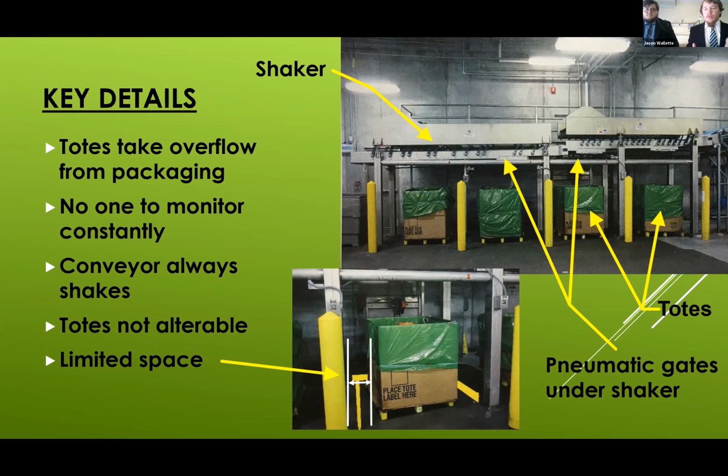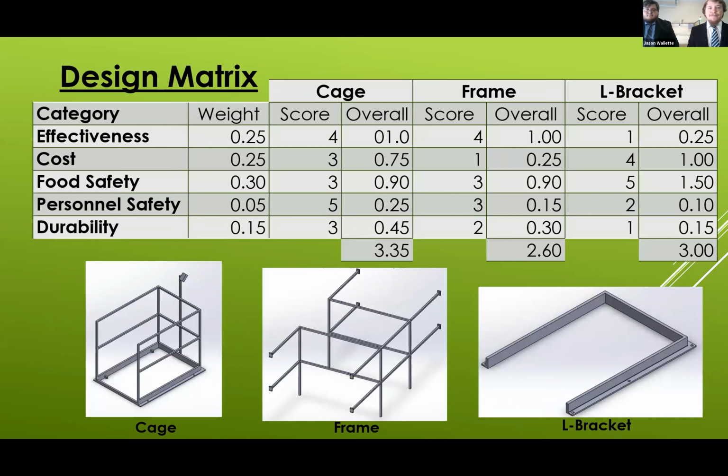Now, I'm going to let my teammate Ryan move on to the next slide for you. This is our design matrix. One of the things that we highlighted as something important that we needed to tackle was the totes not being in the exact same spot every time. So the 3 ideas that we came up with were a full cage, a frame that attached to the legs of the shaker unit, and just an L bracket on the floor. That way the cage would be in the exact same spot every time, directly under the pneumatic gates.